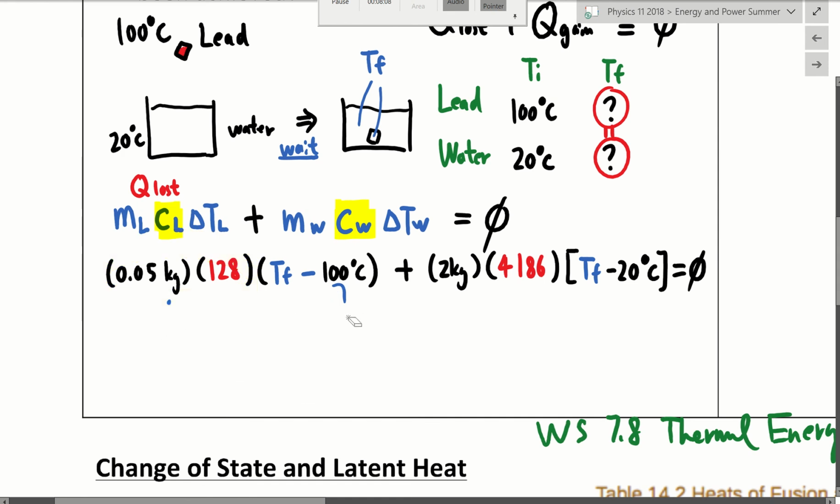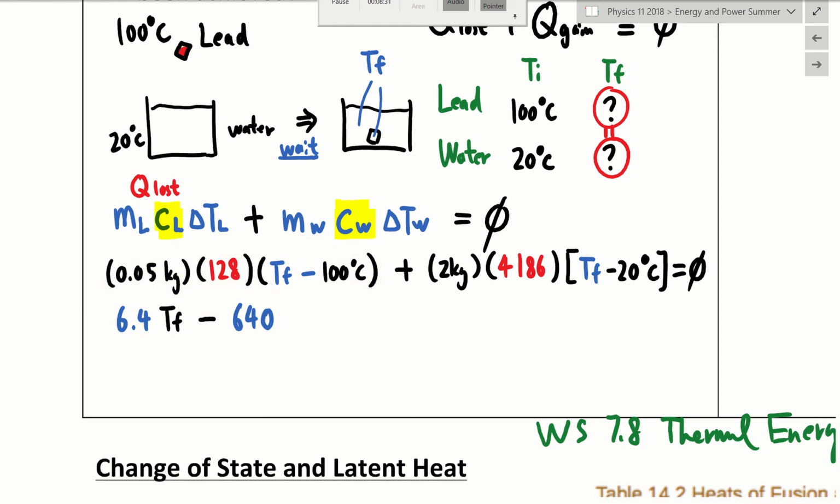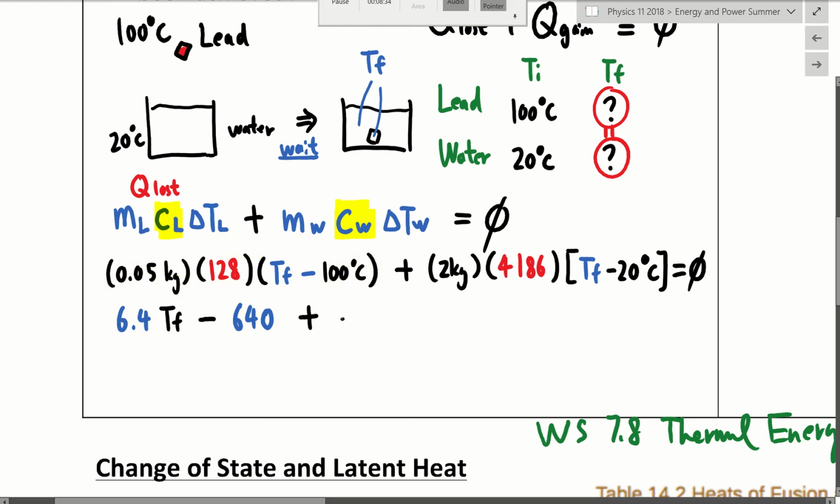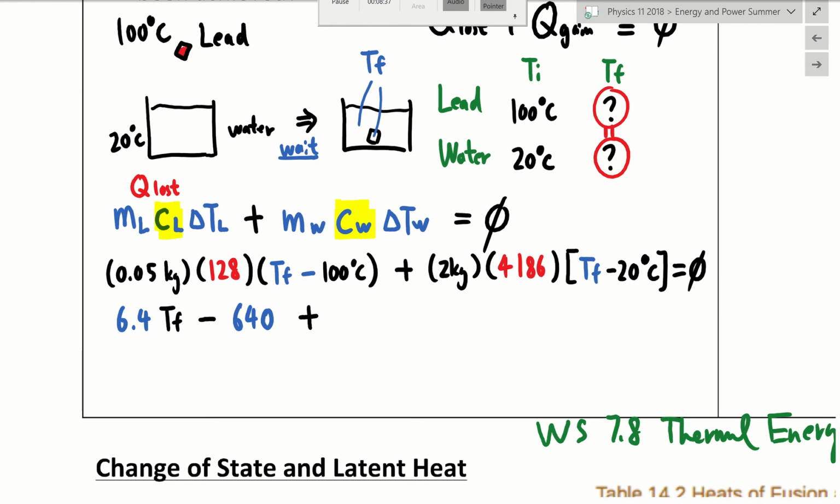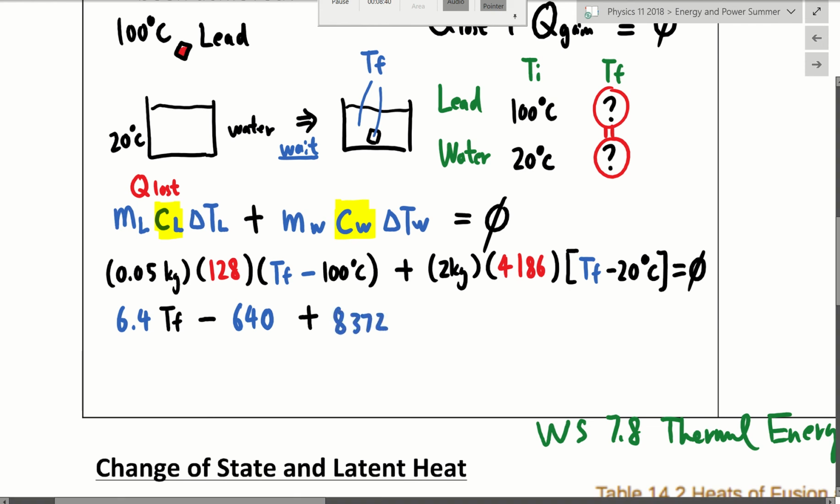So now let me show you what happens if you do that. You're going to get 6.4 T final, because I have a calculator, so I did it already, minus. What's 6.4 times 100? Well, 640. So you're going to get something like this for your first term. Got it? Okay, so now I would do the same thing with the second part, and to save some time I'll just write down the answer. We're going to have 8,372 T final minus 1,600 when you multiply those together. So this is actually a big number.